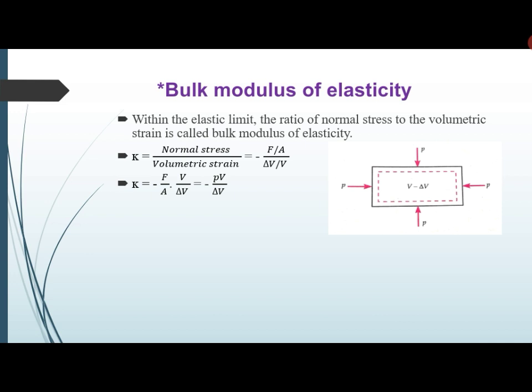Now this P is the pressure, the normal pressure exerted on this surface. Now the SI unit for this bulk modulus of elasticity is Newton per meter square or Pascal, as the unit for pressure is Newton per meter square, and we know that strain has no unit. Now the dimensional formula for this bulk modulus of elasticity is M L minus 1 T minus 2.